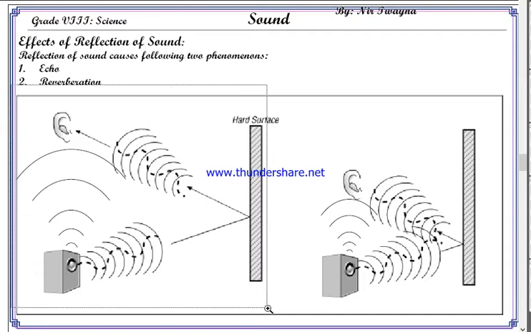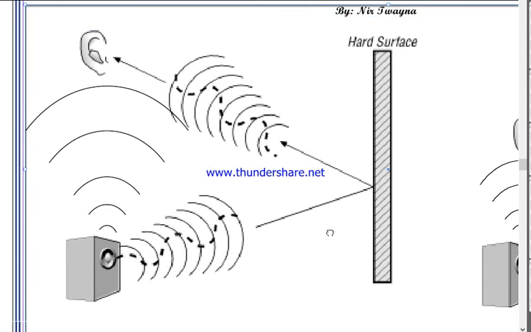Look at this picture, okay. This is a hard surface, this is the source of sound, and this is the listener's ear. From the source, sound waves are produced and propagated in all directions. One of the waves is directly transmitted to the ear. Let's say this is direct sound.